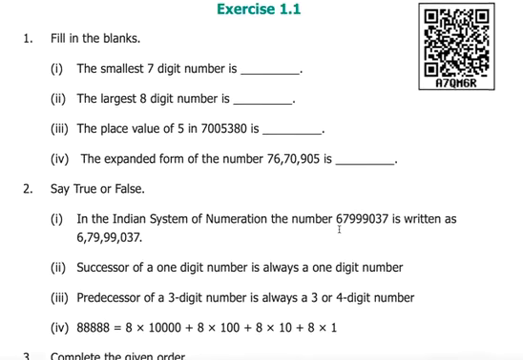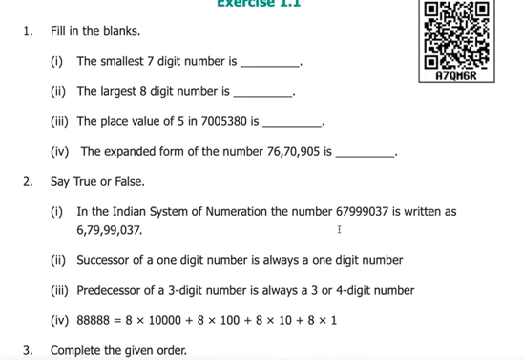Okay, fill in the blanks. The smallest 7-digit number is. What is the smallest 7-digit number? 7-digit means 6 zeros should come. 1, 2, 3, 4, 5, 6. Fine, this is the smallest 7-digit number. Largest 8-digit number? All 9s. 8 9s.